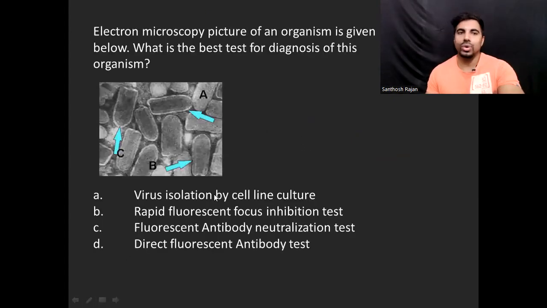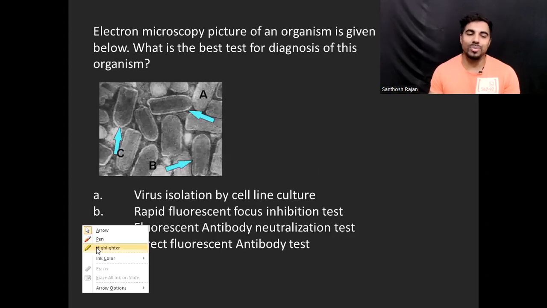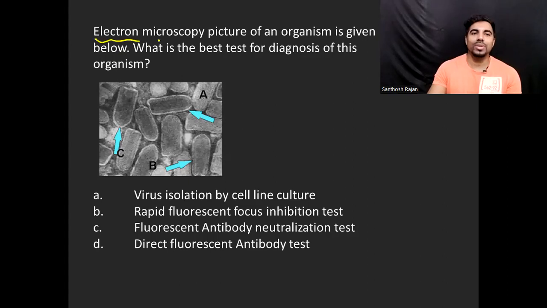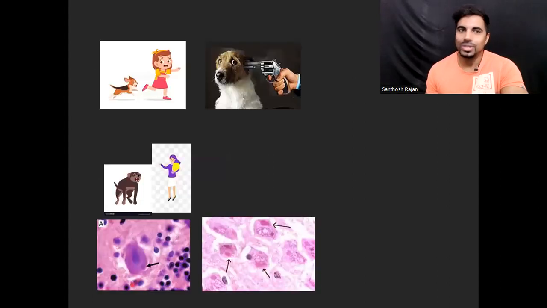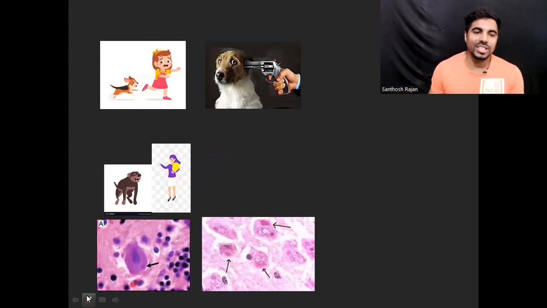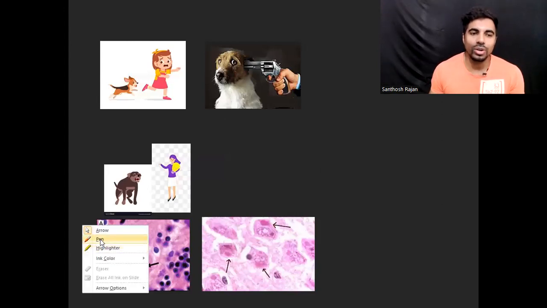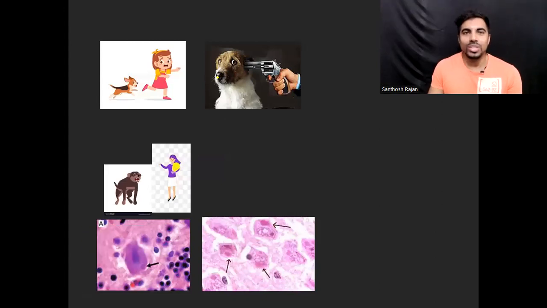Now let's go into virology. What are the important questions they've asked? This is one of my favorite questions. Look at the question. An electron microscopy picture was given to you, and what is the best diagnosis of the organism? Let's do one thing: let's go to the explanation, then come back. That will be easier, otherwise it's no fun. Look at this picture. This is basically a dog. When you see a dog, which disease are you thinking of? It is rabies. Very good.